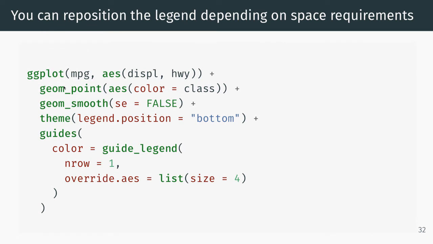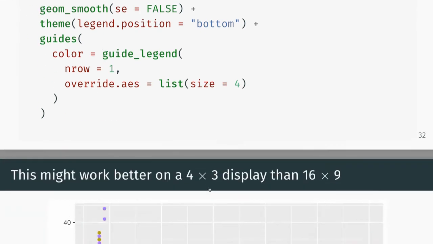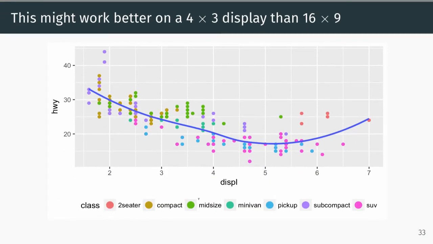Now we can also reposition the legend depending on space requirements. So we've been putting the legend, when we use it, on the right, but we could instead say legend position equals bottom, and we can control the legend guides. So we can say that the legend is of color and that it's one row, and we can override the size of the dots. So if this number is smaller, we have smaller dots. Let me just show you the result. So that number is controlling the size of these dots here in the legend.